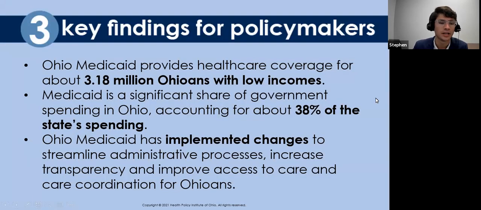The publication's 3 key findings are: Ohio Medicaid provides access to healthcare services for about 3.18 million low-income Ohioans, including many individuals who cannot afford private or employer-sponsored health insurance. The second key finding is that Medicaid is a significant share of government spending in Ohio. In state fiscal year 2020, Medicaid expenditures from state and federal funding sources accounted for about 38% of the state's spending. The third and final key finding is related to key changes in how Ohio Medicaid operates.